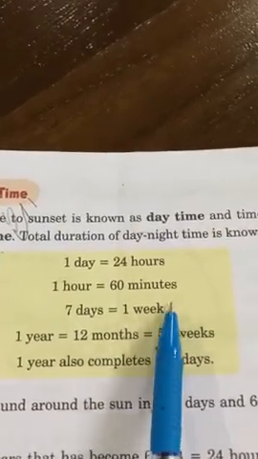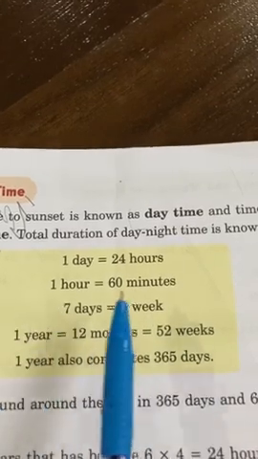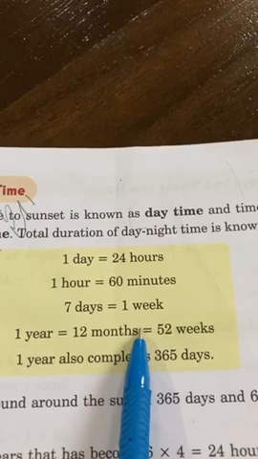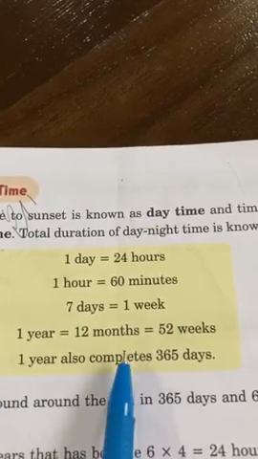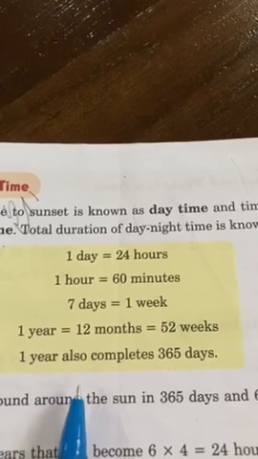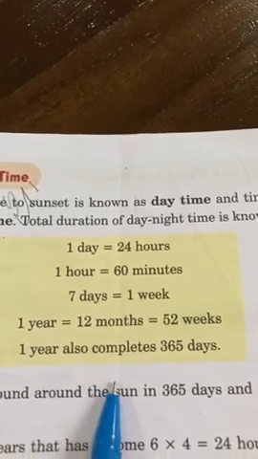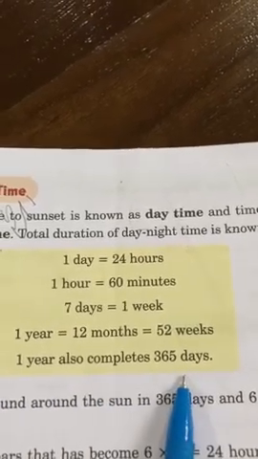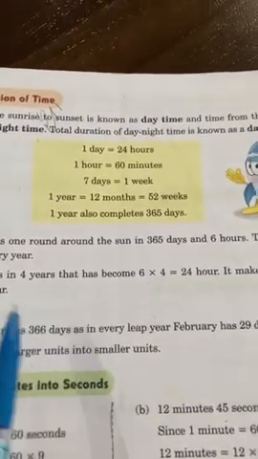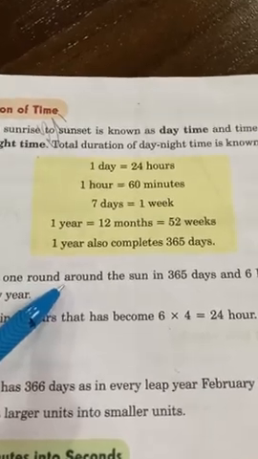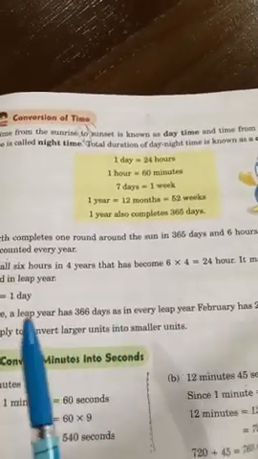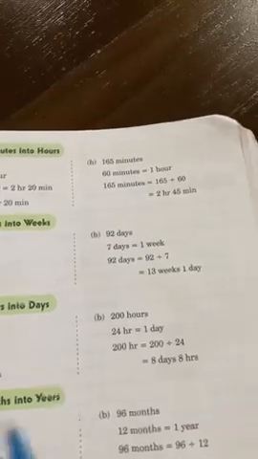1 day is equal to 24 hours, 1 hour is equal to 60 minutes, 7 days is equal to 1 week, 1 year is equal to 12 months or 52 weeks, and 1 year also completes in 365 days, and a leap year has 366 days. So these are the important facts that you have to keep in your mind. Now come to the next exercise.